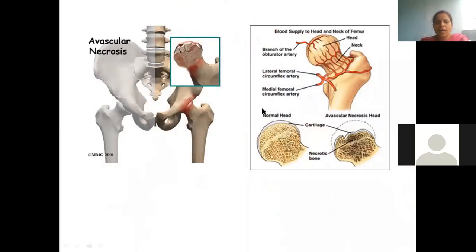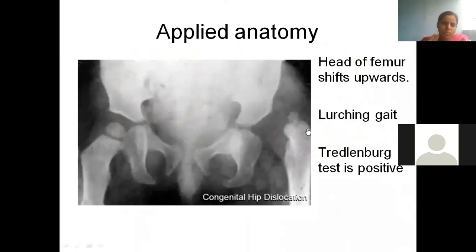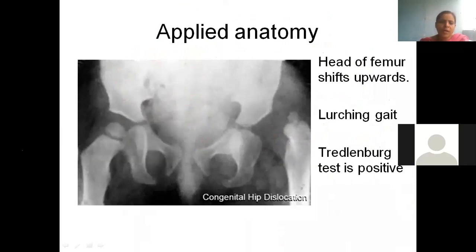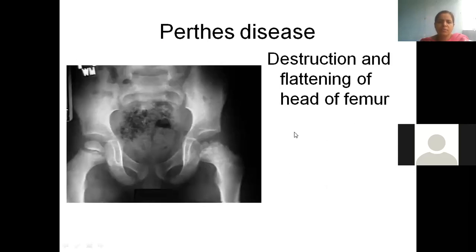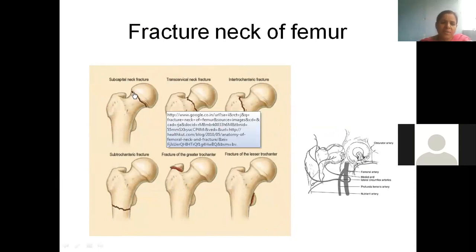I told you avascular necrosis. Suppose if blood supply is not proper to the head of the femur, then it may undergo necrosis. So that is avascular necrosis. Suppose if there is any dislocation, the head of the femur may shift upwards also, where the gait is disturbed, and you will see Trendelenburg's test is positive. Perthes disease: if you see there is flattening of the head of the femur, you call that condition Perthes disease.